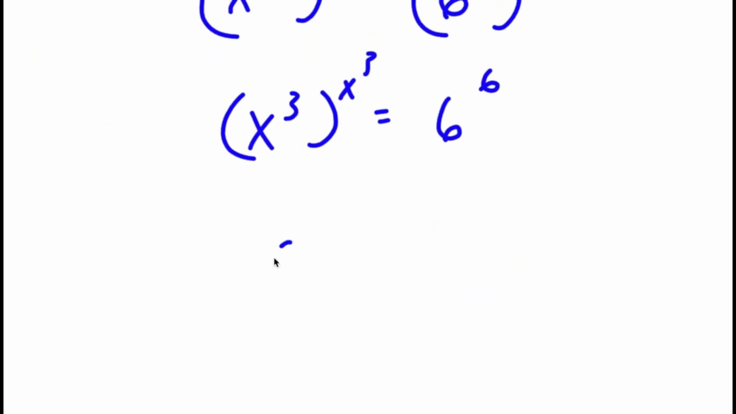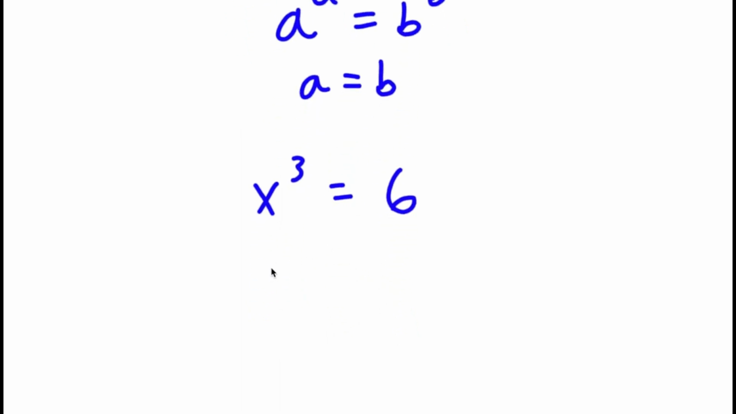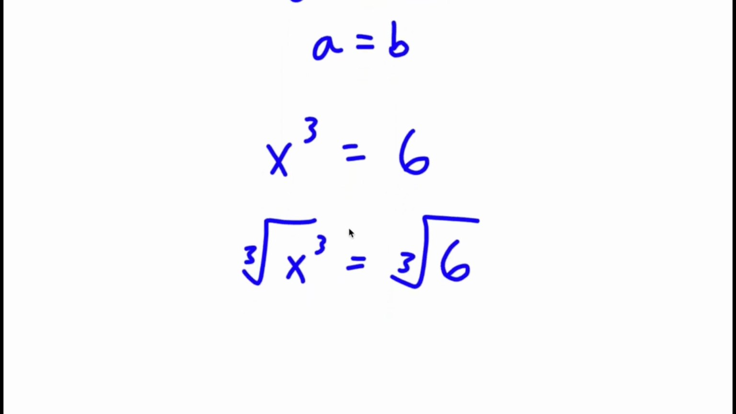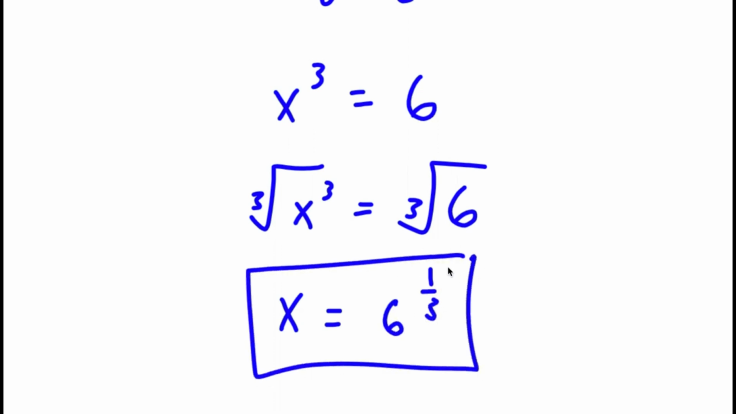Now, if I have something in the form a to the power of a is equal to b to the power of b, this means that a is equal to b. So in this case, x to the power of 3 is equal to 6. Now, I'm going to take the cube root on both sides. So now I have the cube root of x to the power of 3 is equal to the cube root of 6. Now, the cube root of x to the power of 3 is simply x, is equal to the cube root of 6, which is the same thing as 6 to the power of 1 over 3. So this is my answer.